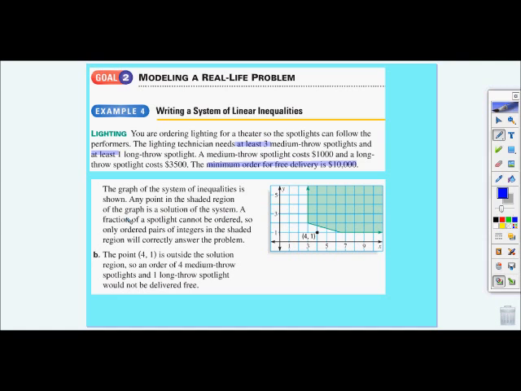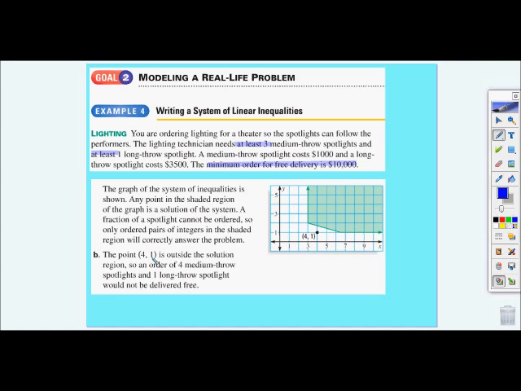So another thing to point out is we would not order a fraction of a spotlight. So we're going to look for actual intersecting points on our grid. We don't want parts that would not go to a full value. So we're going to ask now, would the 4, 1 work? That's representing, could we buy 4 medium throw spotlights? We needed at least 3, so we've covered that requirement. And 1 long throw, we need at least 1, so that requirement is also being covered.